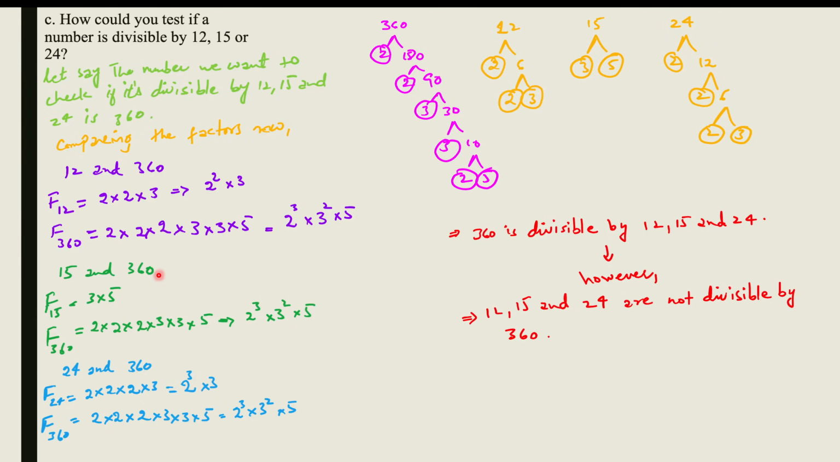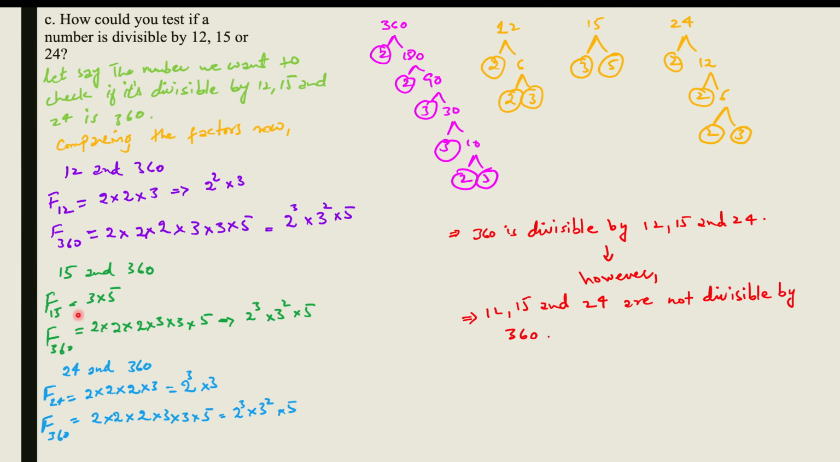Then we check 15 and 360. The prime factors of 15 are 3 and 5. The prime factors of 360 are given in here as before. If we compare the powers in here, the powers are higher for 360 compared to 15. So this says that 360 is divisible by 15.